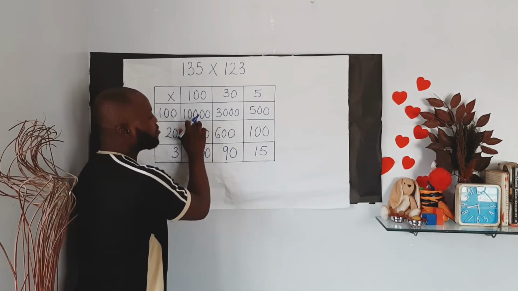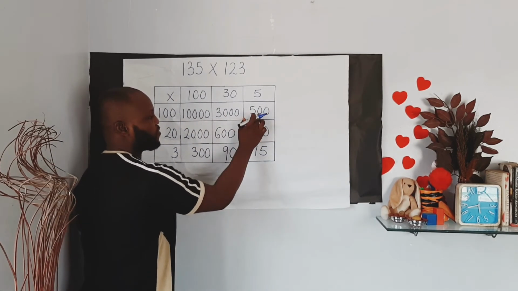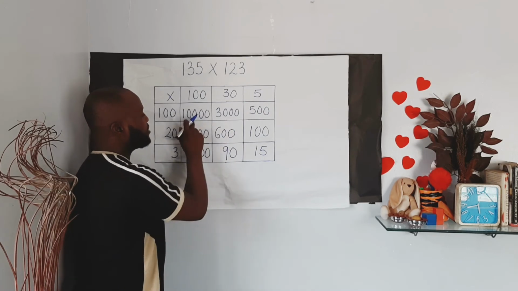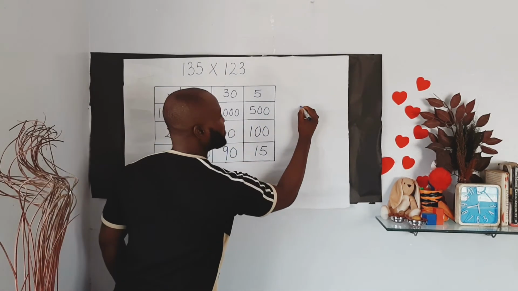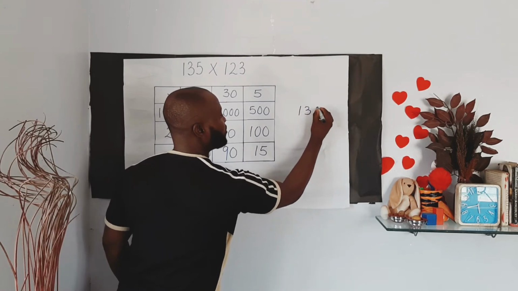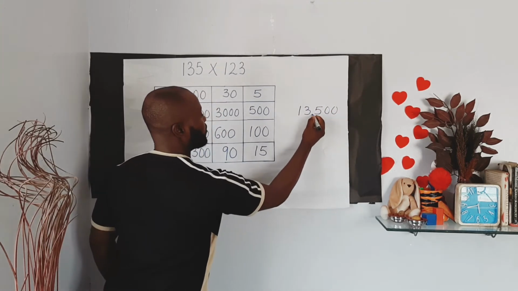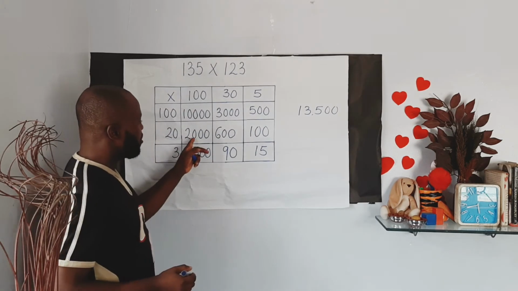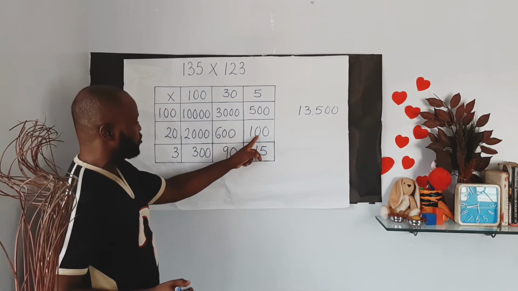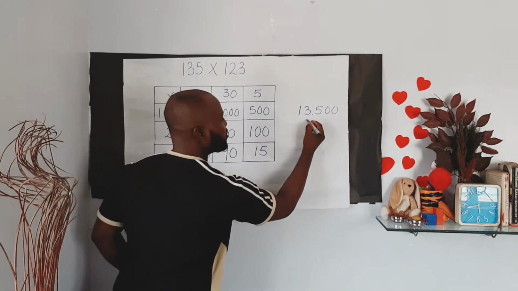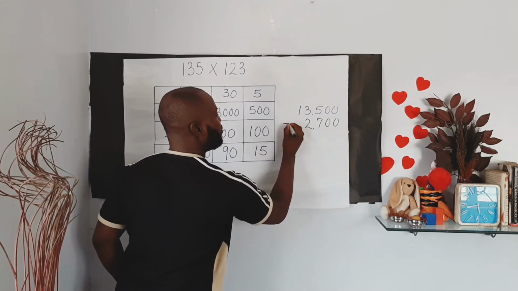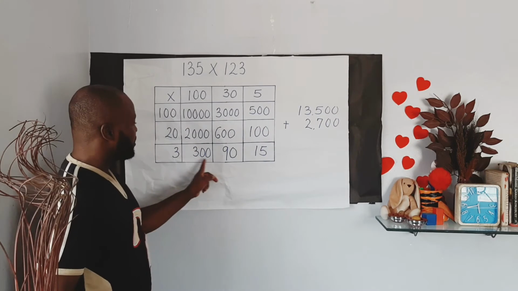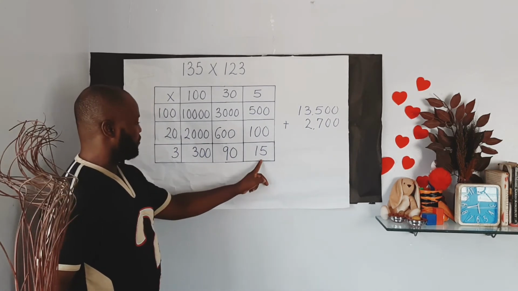So this is 10,000 plus 3,000 plus 500. I know that this is 13,500, plus 2,000 plus 600 plus 100. That is 2,700. 2,700 plus 300 plus 90 plus 15.